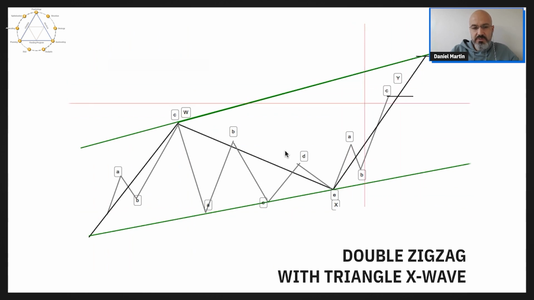That's coming from the Elliott books. And you go A, B, C combinations. So we go A, B, and C. Then we go A, B, C, D, E. And then we go A, B, C. So it's more like this double combination of zigzag.